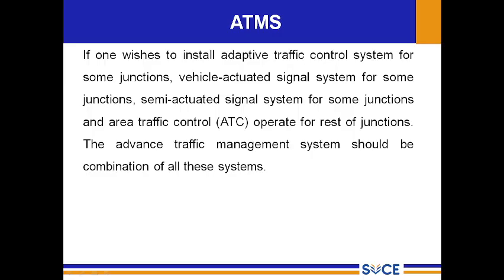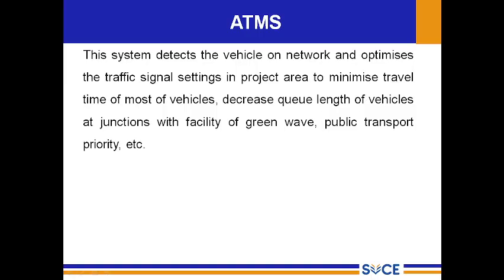You can also monitor the traffic situation through CCTV cameras. In front of him there may be a lot of monitors, so he can monitor the traffic situation dynamically and accordingly change the traffic signal timings. The system detects vehicles on the network and optimizes the traffic signal settings in the project area to minimize the travel time of most vehicles, and decreases the queue length of vehicles at junctions, with the facility of green wave and public transport priority system. So that is also possible.